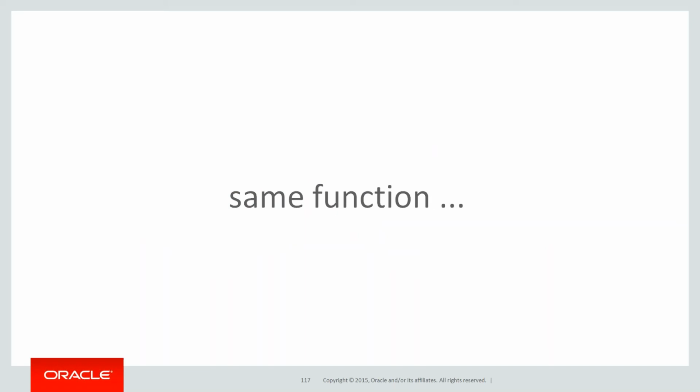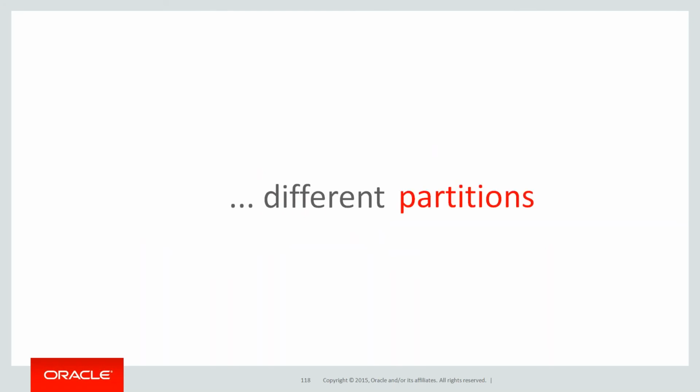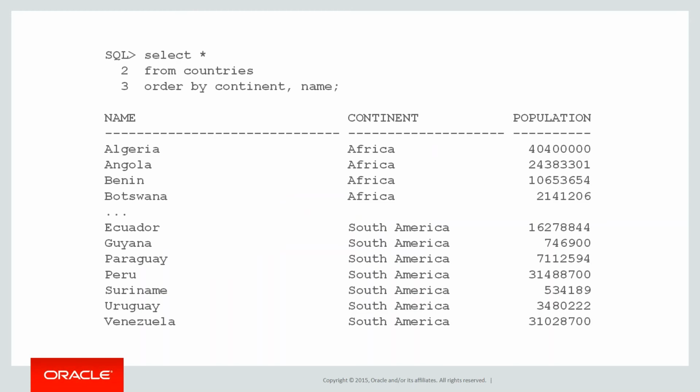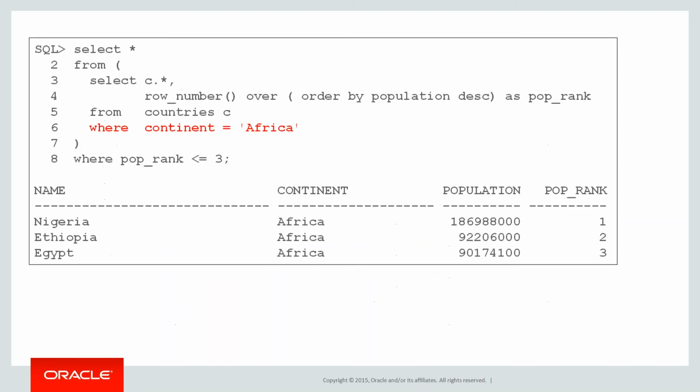What we really want to do is apply the same function, whether it's ranking or something else, to different subsets of the data. And different subsets means different partitions in this case. So let's look at some countries. This time they're broken out by continent and by name, and we've got their population there. What we really want to do is rank them, as we saw in the requirement, the top 3 by continent.